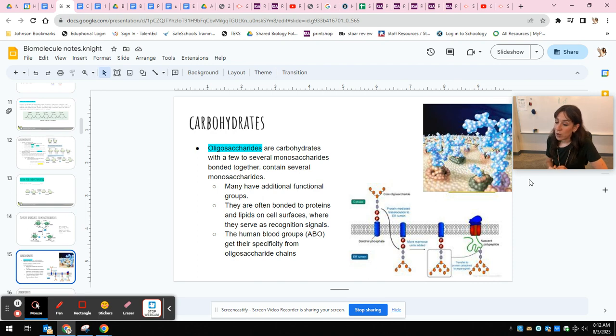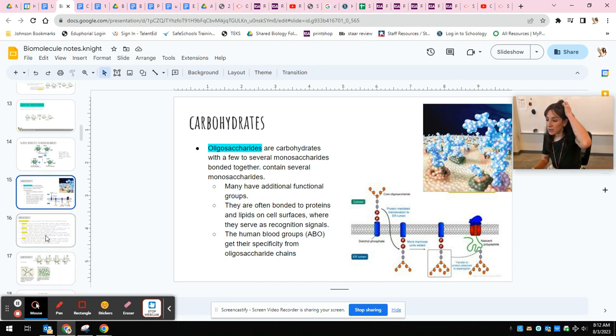For example, what blood type you are, A, B, and O, is dependent on what oligosaccharide chains you have hanging from your cell membrane. So here is, for example, a receptor protein, and here's the oligosaccharide chains coming off of it. And you can see them in orange right here. They're going to determine what molecules can come into and out of the cell, what cells the cell can attach to.